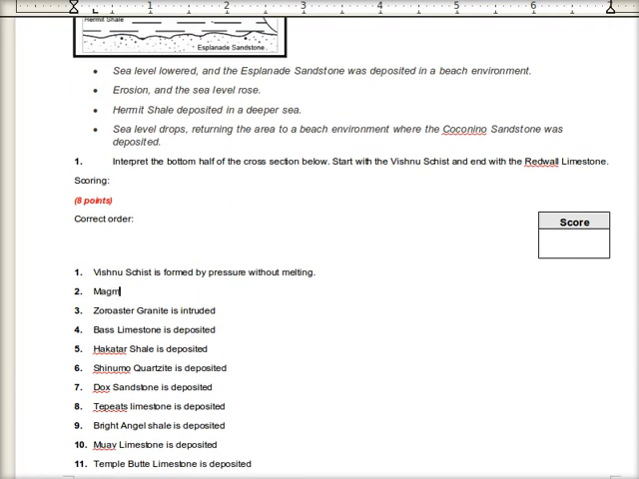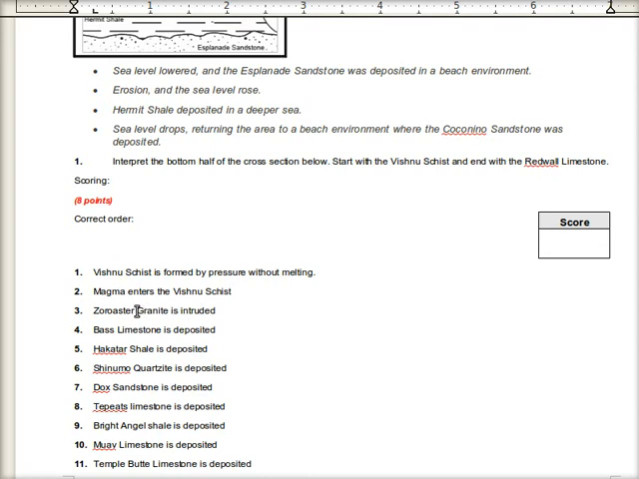So we can say magma enters the Vishnu schist. And I should capitalize Vishnu. Do I need to capitalize schist? I'll do it anyway. I'm not sure if I need to. Probably not. That gets us to where we can have the Zoroaster granite intruding. Excellent. Okay, so we've got that link.